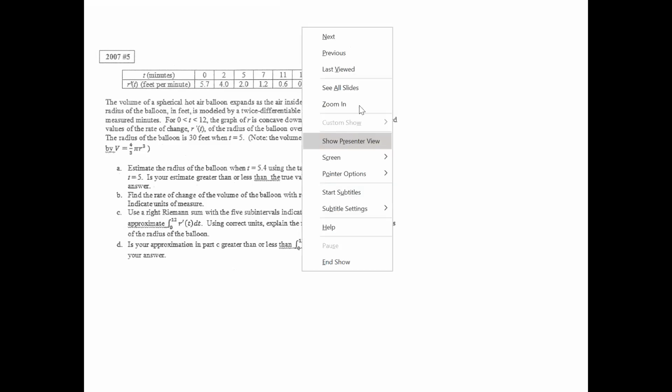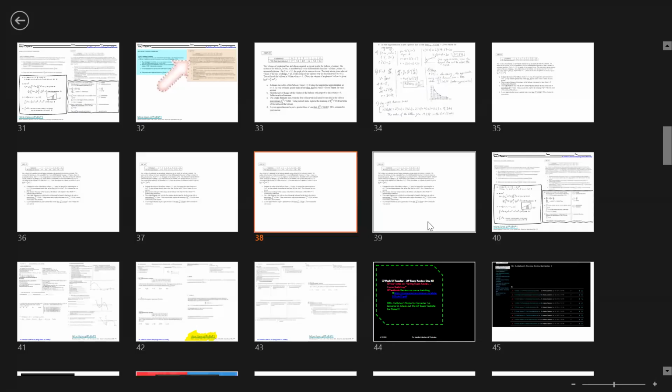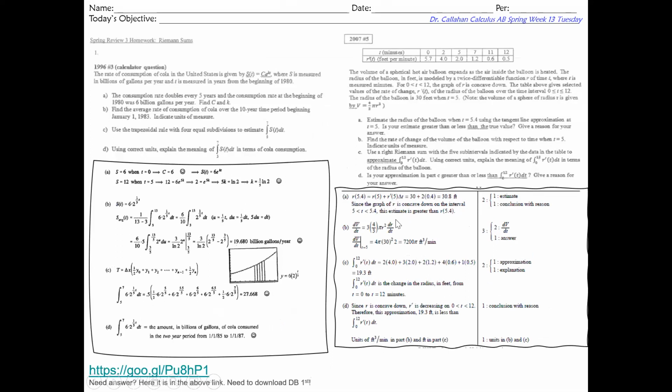So the last part that I would like you guys to go ahead and take a look at is the answer, or actually how it is graded. So if you look at the points over here, 2 points if you did the following for A, 3 points for B, 2 points for C, 1 point for D, and 1 point for units if you actually include the units in B and C. So get yourself acquainted with this.